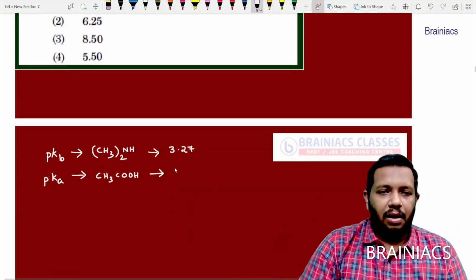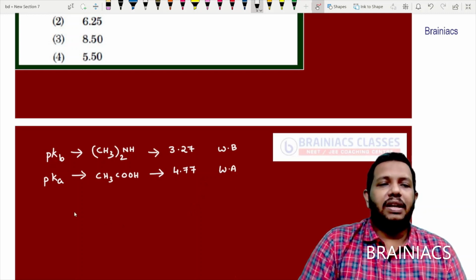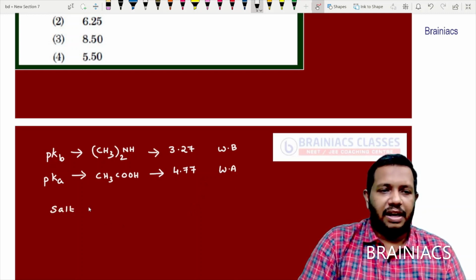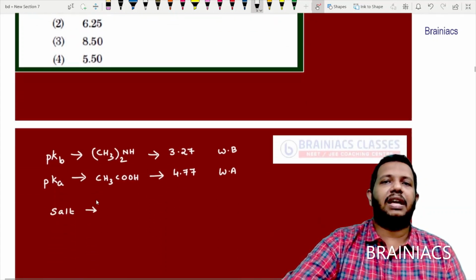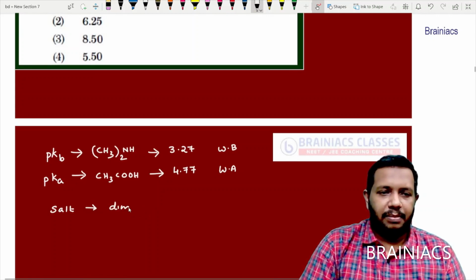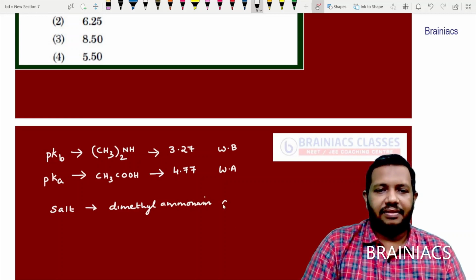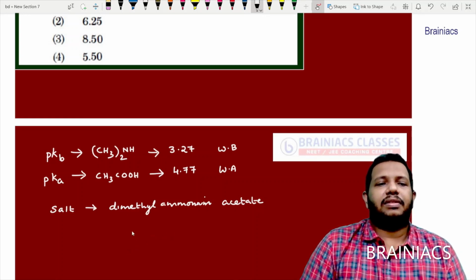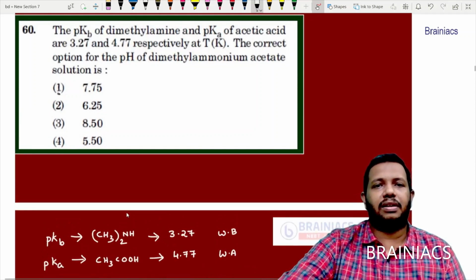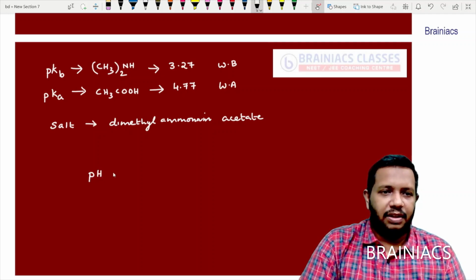Now we know that dimethylamine is a weak base and acetic acid is a weak acid. So if these two combine, you will get a salt. The salt formed here is dimethyl ammonium acetate. They are asking what is the pH of this particular compound. So we know the pH of such a salt of a weak acid and a weak base. We have learned this.